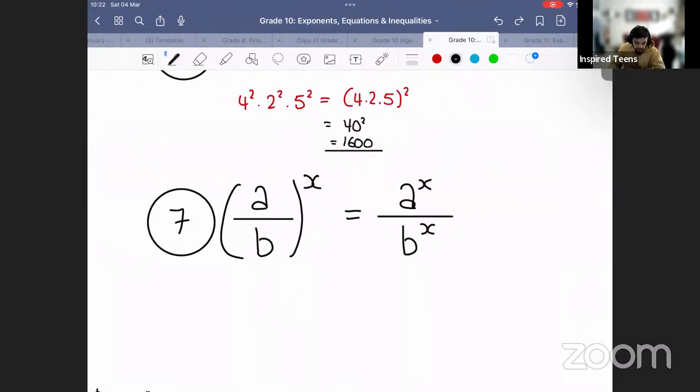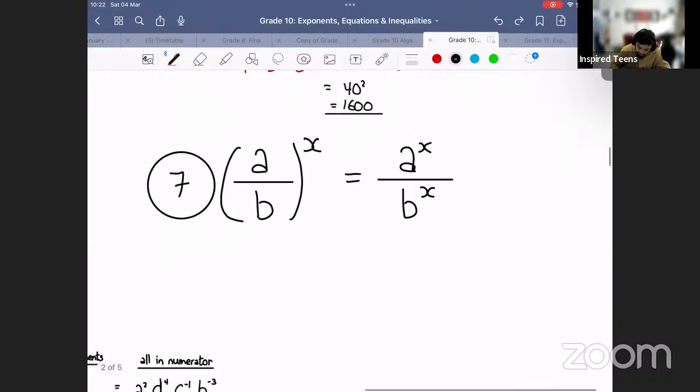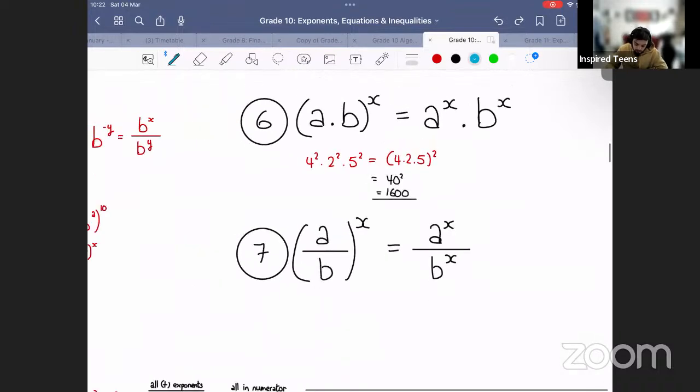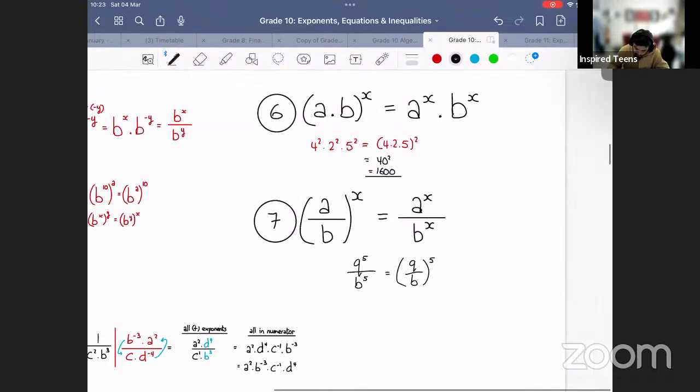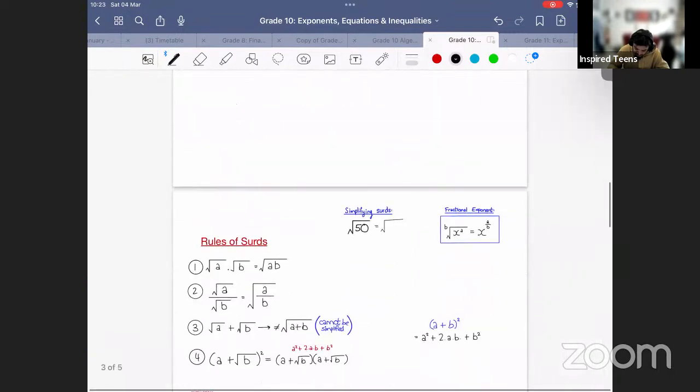So this is a quotient to the power. So a fraction basically to the power. And again, you distribute the power to each the numerator and the denominator. I'm not going to do an example, but I think that's self-explanatory. So you can just distribute it, and working backwards, of course, let's do that example. If you had q to the power of 5 divided by b to the power of 5, this could all be written as q over b, to the power of 5. Okay, please do note that.